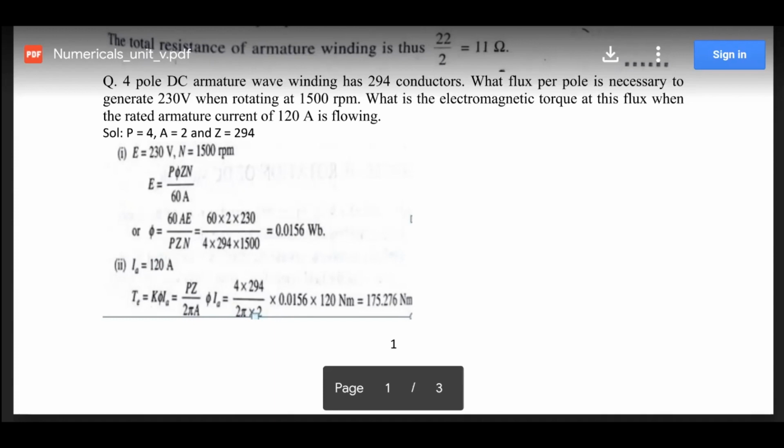We are required to calculate the flux per pole. So it is not the flux alone. If you remember the derivation of the EMF equation of the DC generator, we have taken phi as flux per pole. Then we moved further to calculate d phi as phi P. Remember?